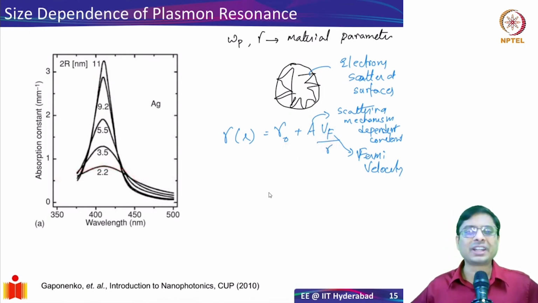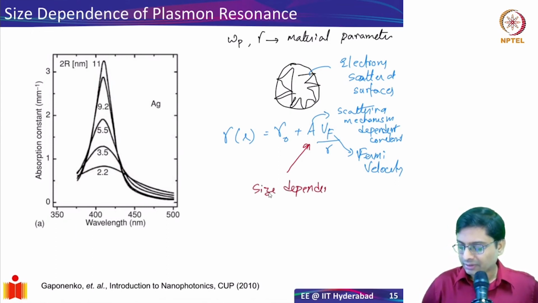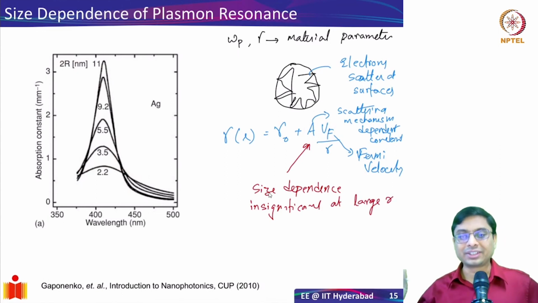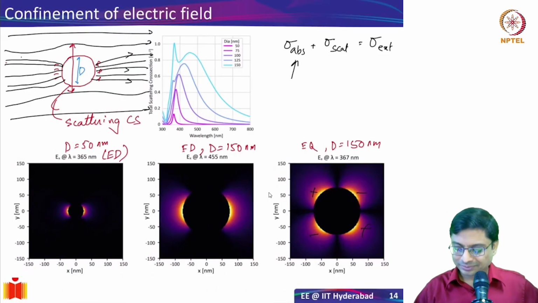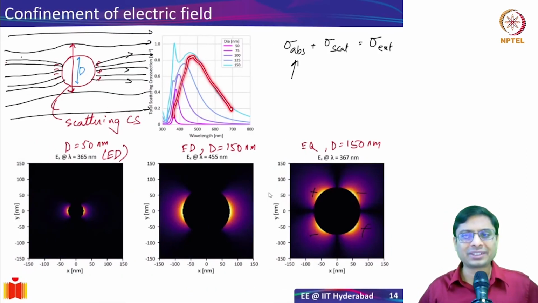But if you go above 50 nanometers and so on, to larger particles, the size dependence is insignificant at large R. At large R, the resonance shifts because of other parameters, but at smaller scale the resonance becomes broader. So effectively you cannot have a scenario where if you go to small nanoparticles, you have a very sharp resonance. If you look at this picture, as I decrease my diameter, the resonance is becoming broader.